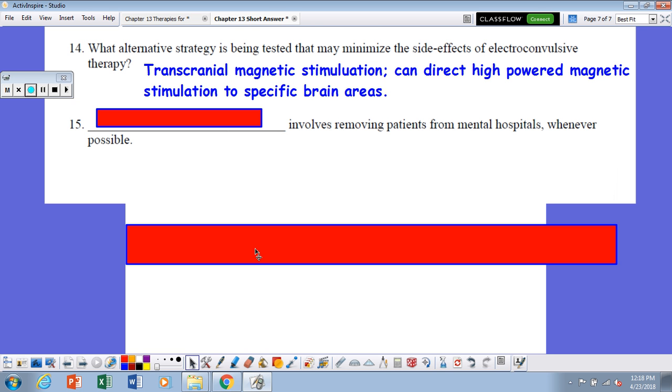And our last question, number 15. Deinstitutionalization involves removing patients from mental hospitals whenever possible.